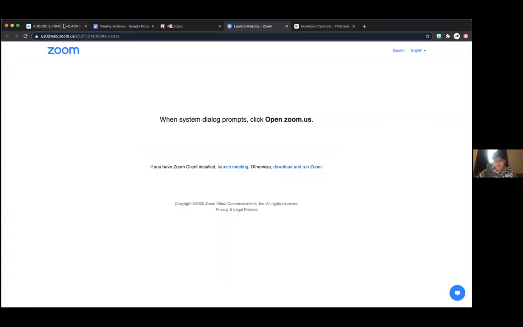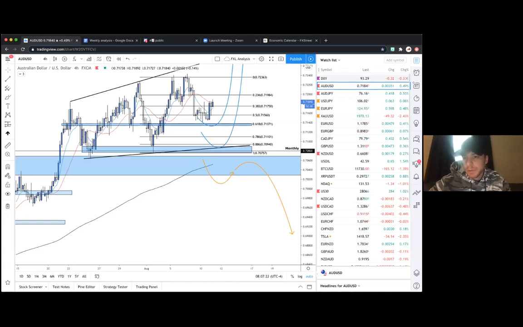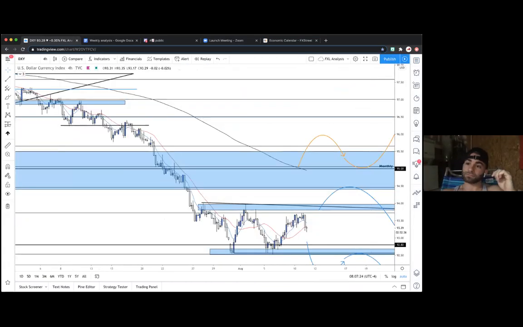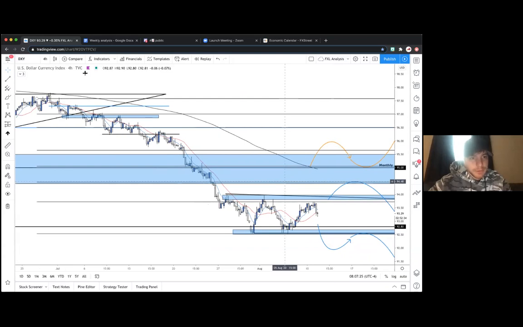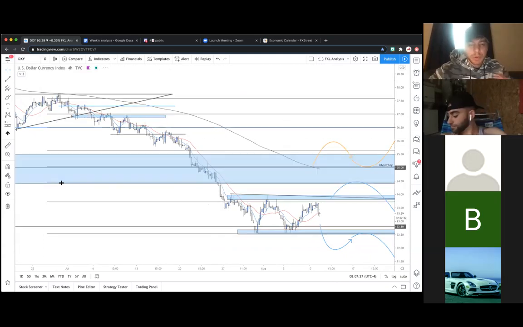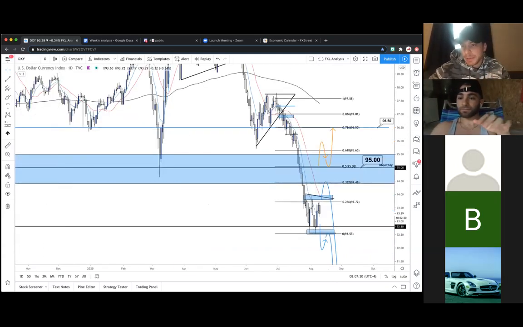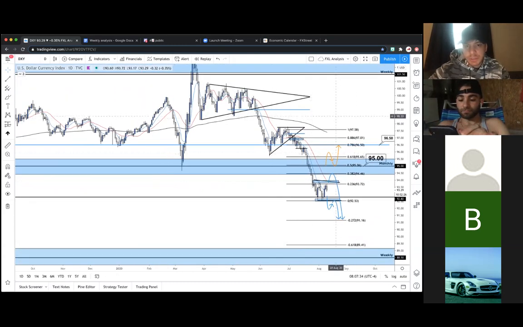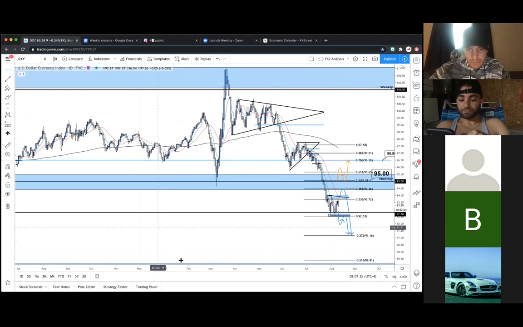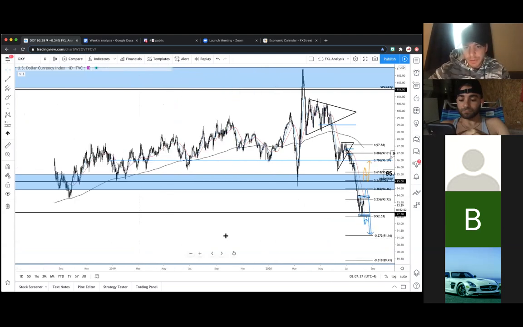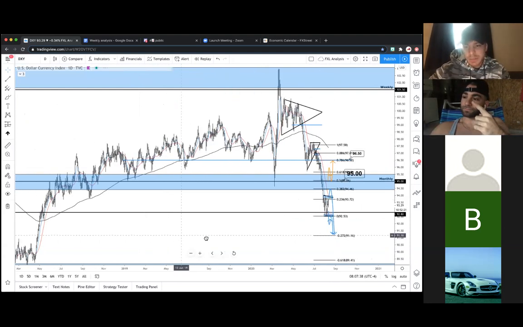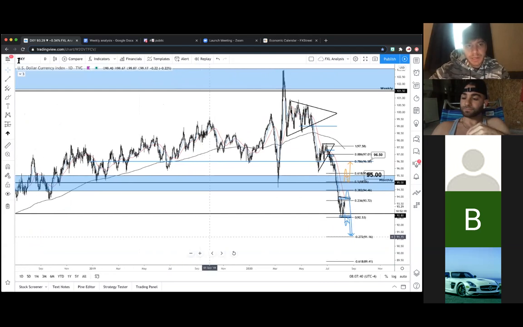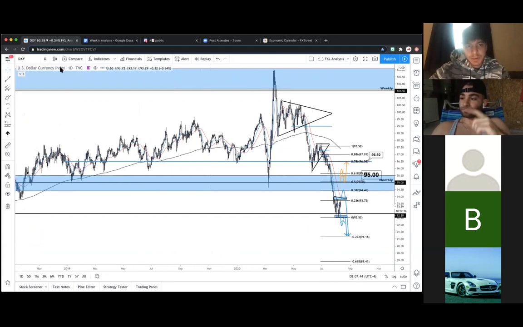Jumping into DXY to start. First thing we want to do is go to the daily time frame, and we're going to work our way down in a top-down approach and zone in on current price action and see what's going on. Do this every time. This is the US dollar, DXY. That's the symbol. It's the US dollar currency index.